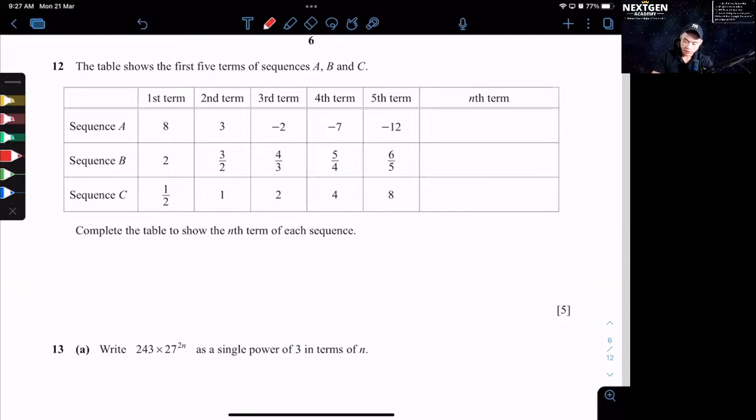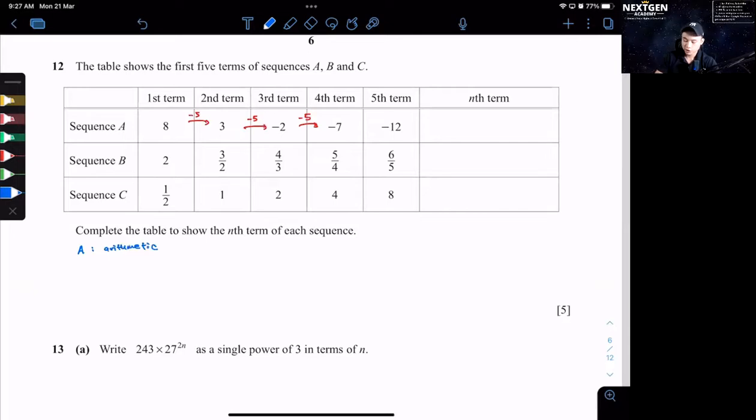Sequence A: 8, 3, -2, -7, -12. What pattern can we observe here? If you see, here is -5, -5, -5. So the plus and minus will follow an arithmetic sequence. So for sequence A, this is an arithmetic sequence.